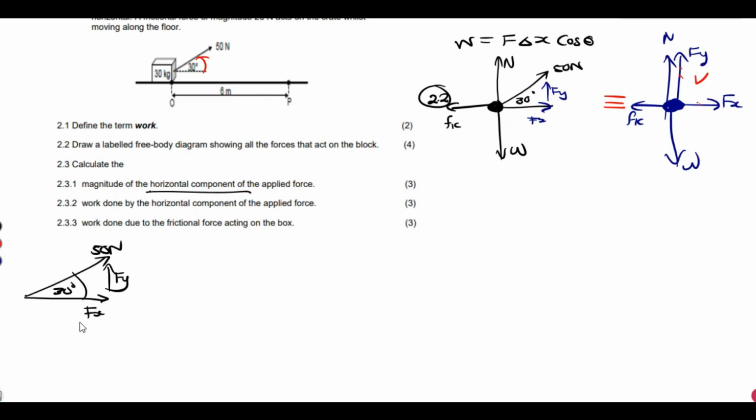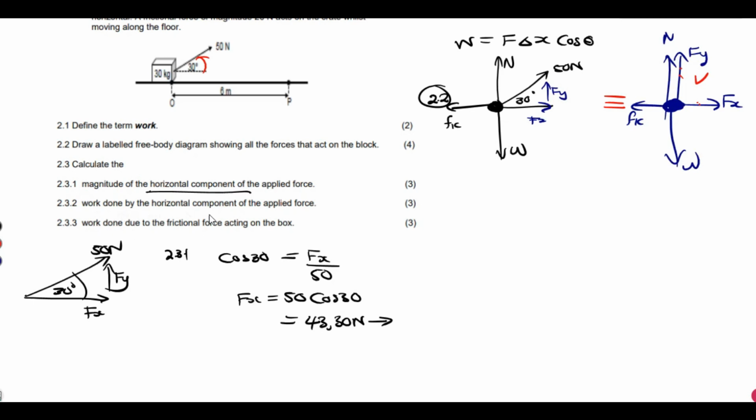So we are going to use trig ratios. This is the adjacent side. So the cosine of that angle, cosine of 30, given that this is 2.3.1, is equal to the adjacent, which is Fx, divided by the hypotenuse, which is 50 newtons. Multiply both sides, you get that Fx is equal to 50 multiplied by the cosine of 30, 43.30. So this is 43.30, but remember this is a force, so it's in newtons and it's to the right.